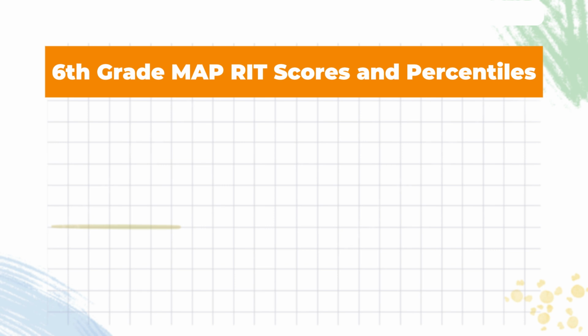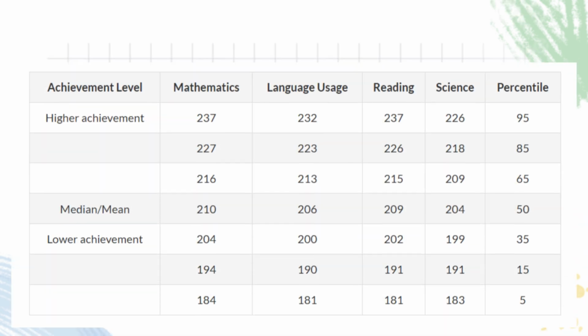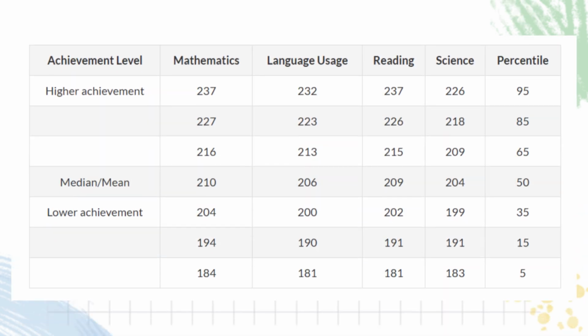Now let's look at the 6th grade MAP RIT score table. This table shows RIT scores and percentiles for mathematics, language usage, reading, and science based on NWEA's most updated documents. A RIT score gives a picture of your child's academic level. It helps show the level of questions your child is likely ready to work on. The percentile shows how that score compares with other students in the same grade.